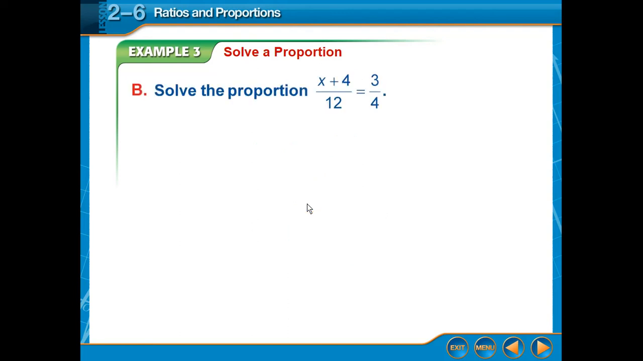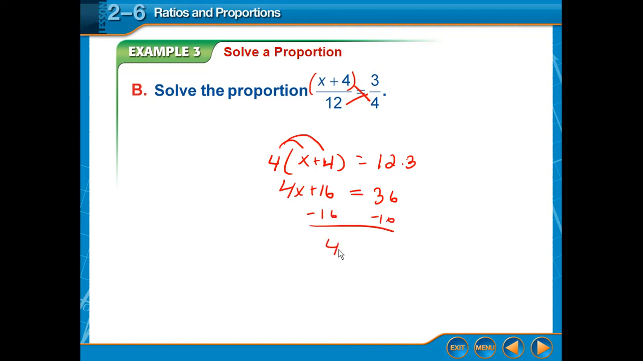So again, using them to solve our proportions, we have to be careful here. Whenever you have a fraction, it's implied that everything in the numerator is part of the same group. So when I do this, I'm doing 4 times the whole product, x plus 4, and then times my means, 12 times 3. So I get 4x plus 16, doing the distributive property, and 12 times 3 is 36. I subtract 16, and I get 4x equals 20. So divide both sides by 4, and x is 5.